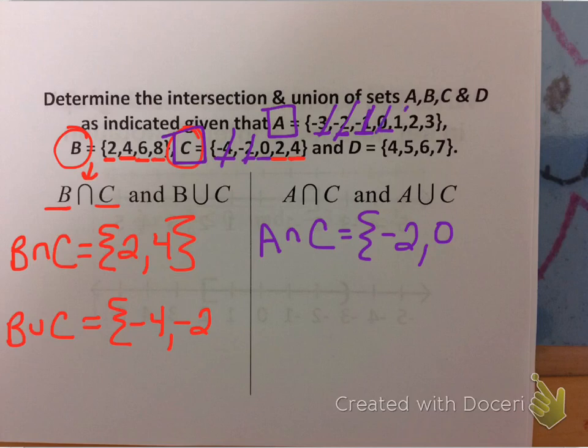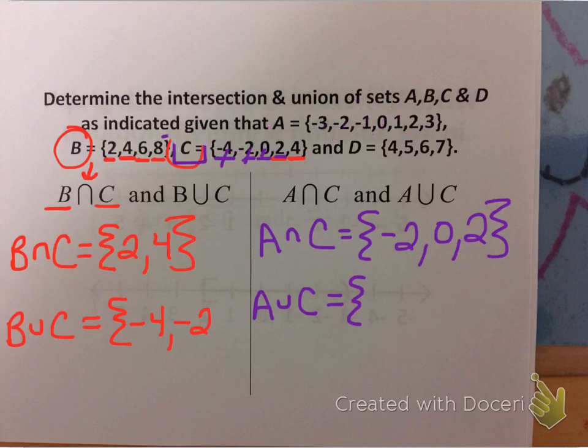1 is only in A, it's not in C. 2 is in both lists. And that's it. The other numbers in the lists only occur in one of them. So there's my intersection, my set of intersection. And then my set of union, A or C, is the set that includes all the numbers in both lists. So I'm going to erase this because they're all cluttered up. Okay, so I'm going to start at the smallest and work my way up.